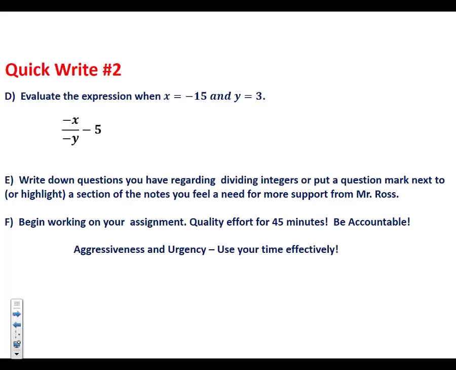Going on to our last quick write of the night. This is the last quick write. Go ahead and pause it and all that kind of stuff to write down that expression so you can fill in the numbers and move forward. Ladies and gentlemen, don't forget to write down any questions you have regarding what we did on dividing integers tonight. And then this stuff right here, begin working on your assignment, quality effort. Remember, it's 30 to a max of 45.